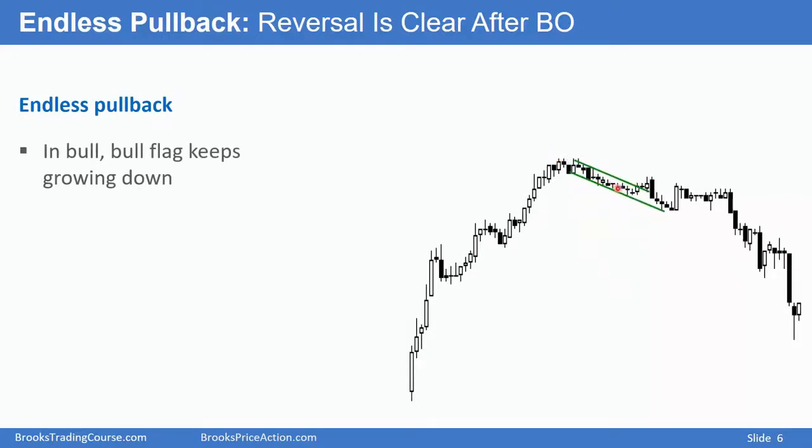Endless pullback and a tight channel. This is a parabolic wedge top. Three or four pushes up, one pullback, two pullback, three or four. And when you get a parabolic wedge top and you start to pull back five or six bars, probably the market's going to pull back 10 or more bars and decide between trend resumption up or trend reversal down. This is common after a parabolic wedge top.